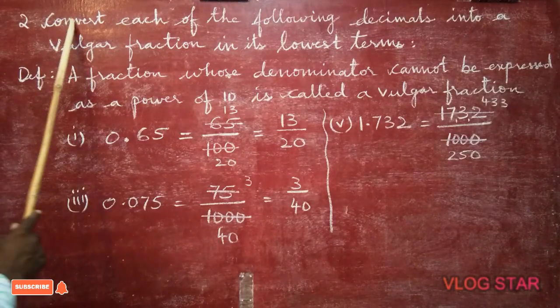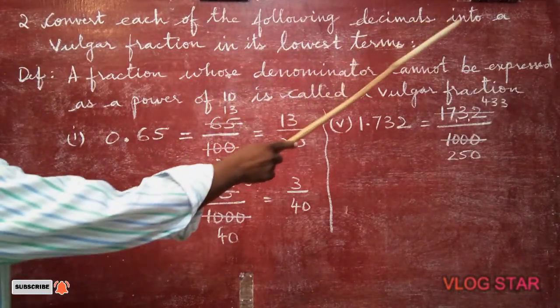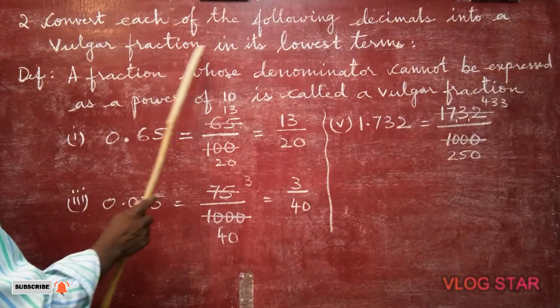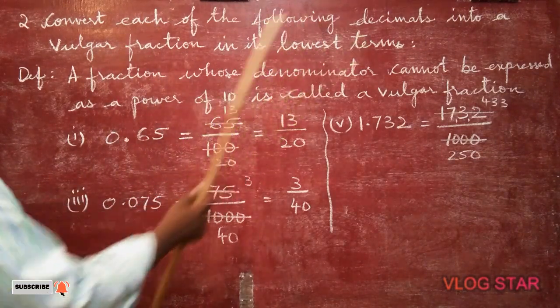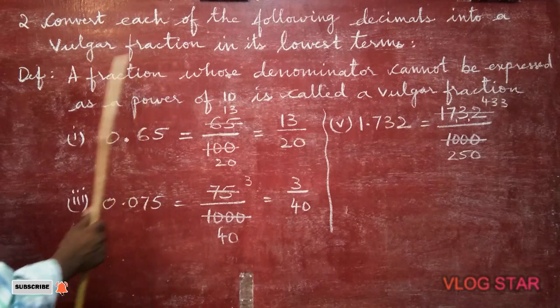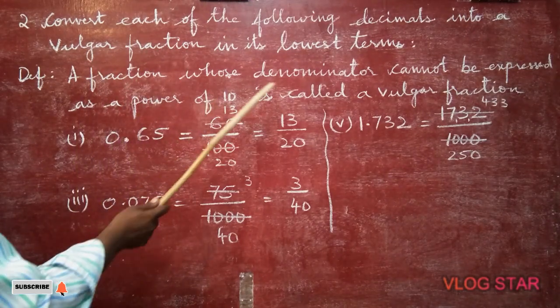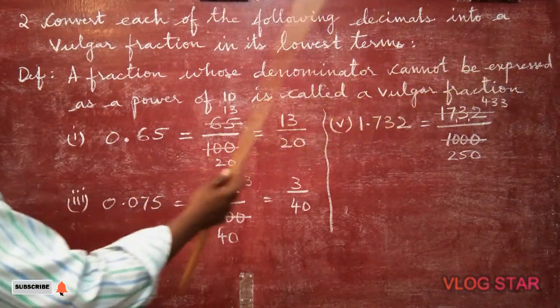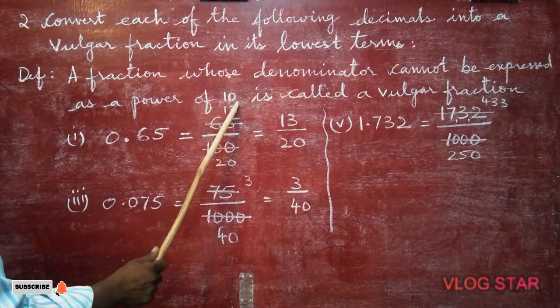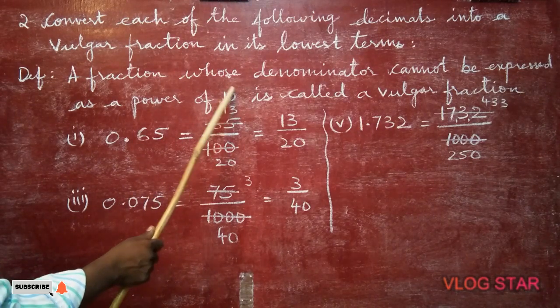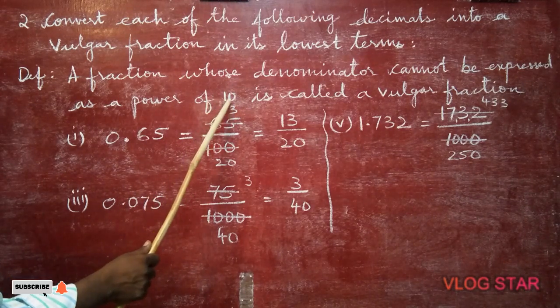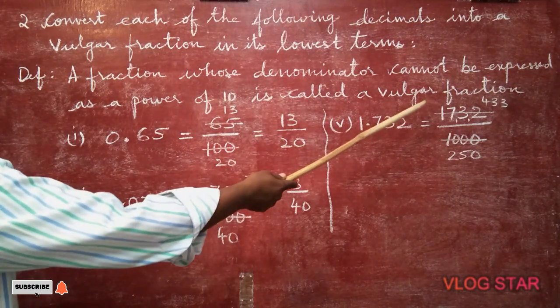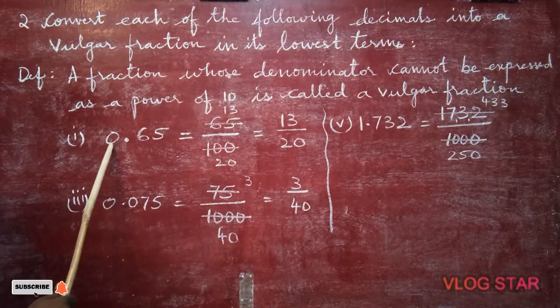Second problem. Convert each of the following decimals into a vulgar fraction in its lowest term. Definition of vulgar fraction: a fraction whose denominator cannot be expressed as a power of 10. If 10 comes, it is not a vulgar fraction. It's called a vulgar fraction. So here, all of you see.